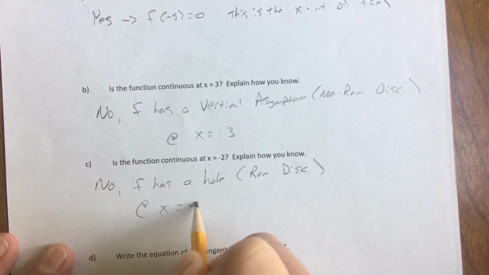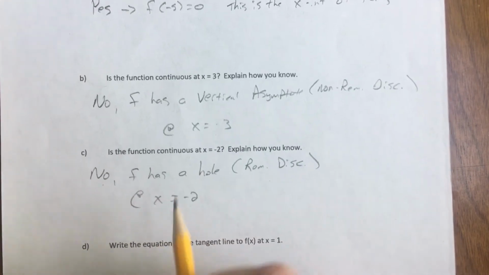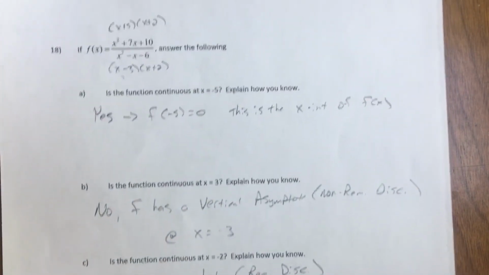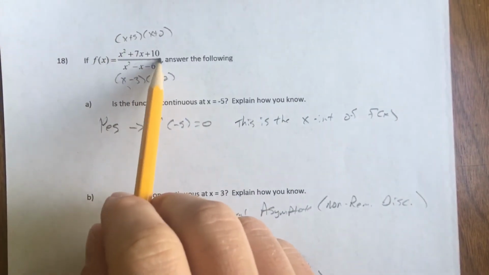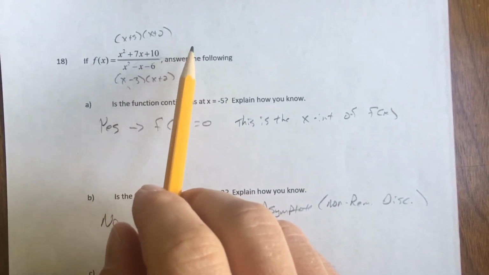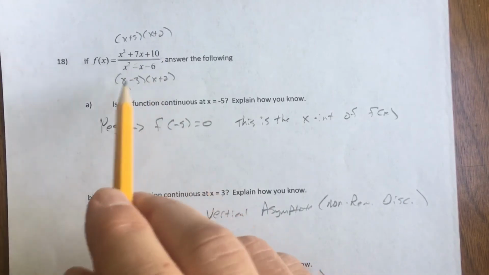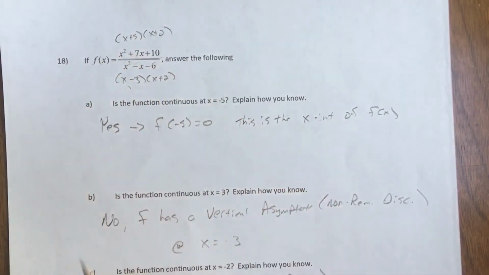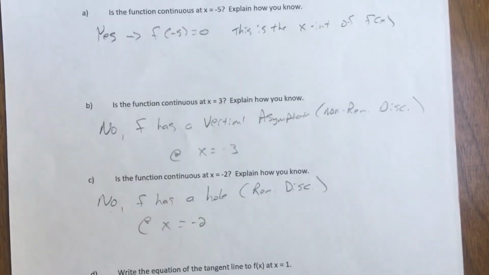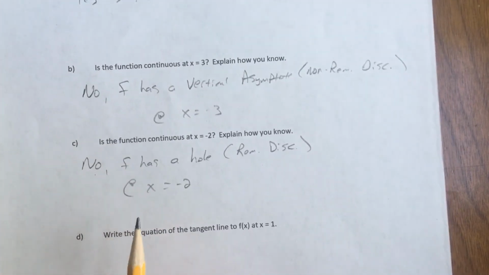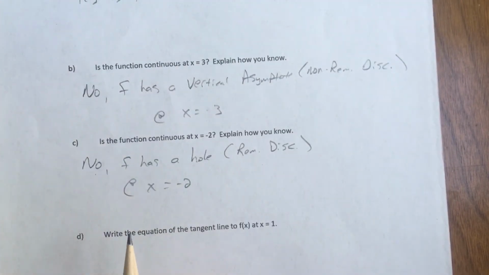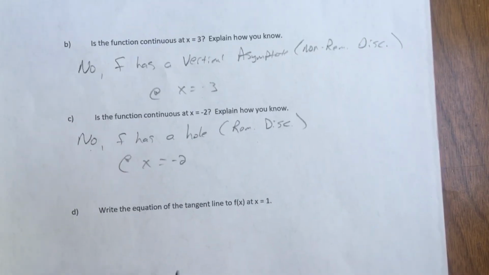F has a hole, or a removable discontinuity, at x equals -2. If we could redefine that function at -2, make this a piecewise, say this is how it is for all x not equal to -2, and then at -2 it equals whatever value could plug that hole, then we could make it continuous. That's not what it is, so we'd say no, it's not continuous there, it's just got a little hole in the graph, but that's enough to cause a problem for us.